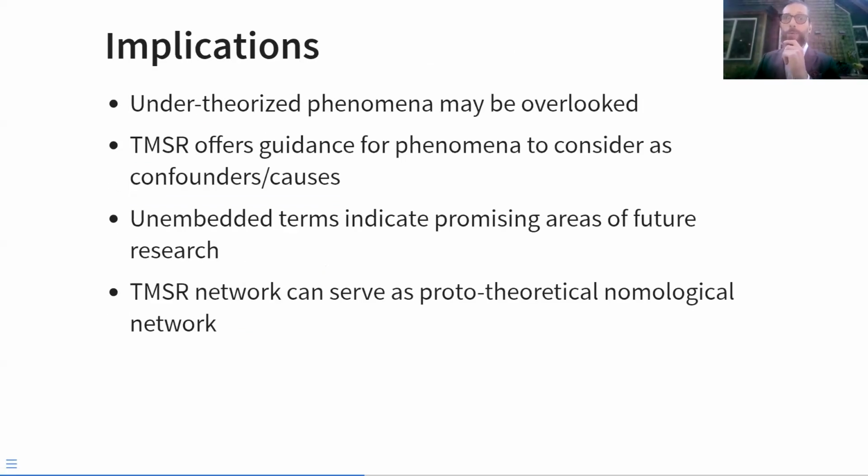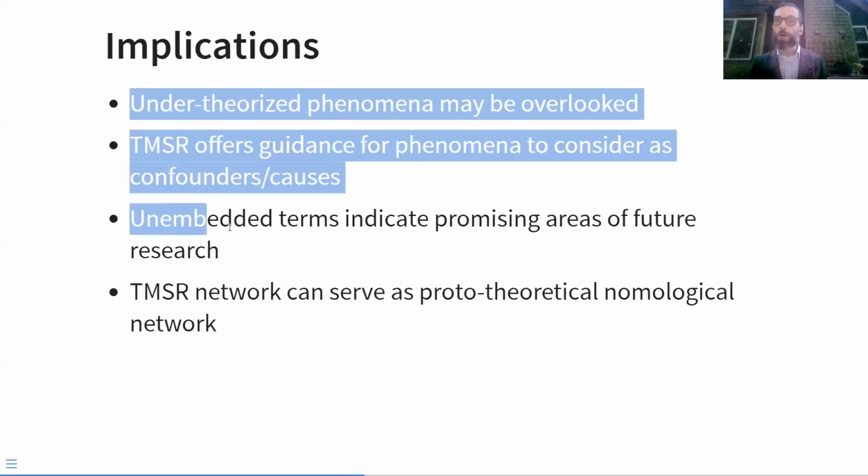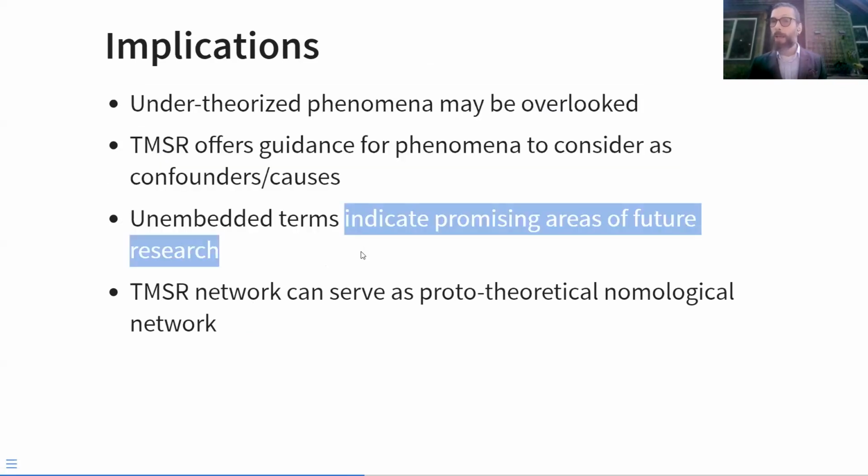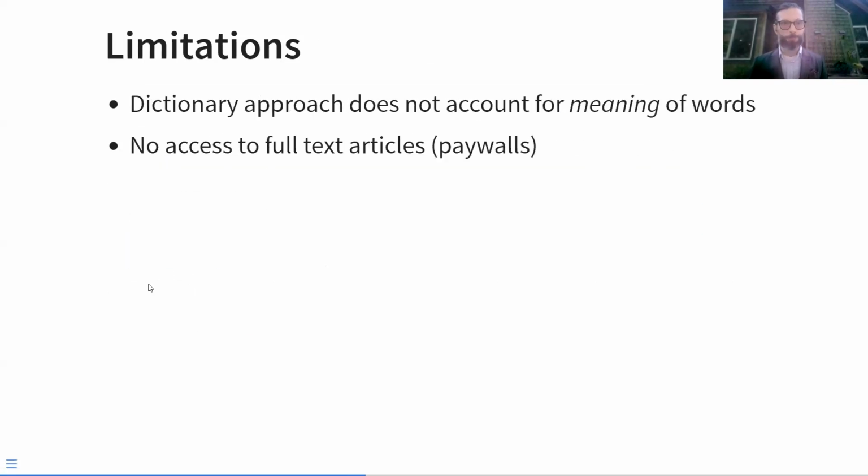So text mining systematic review can offer guidance for phenomena to consider as relevant constructs in theory development or as confounders or causes. And unembedded terms, so things that are not connected to many other things, might indicate promising areas for future research. But there's a limitation here too. So this approach used a manually curated dictionary, which is still somewhat effortful, took about a week to curate that dictionary. And you need domain knowledge. It's not infinitely scalable, and it doesn't account for the meaning of words in context.